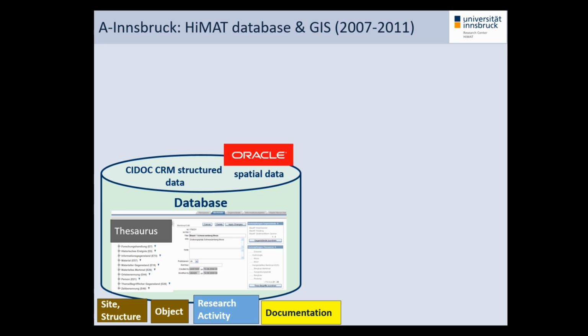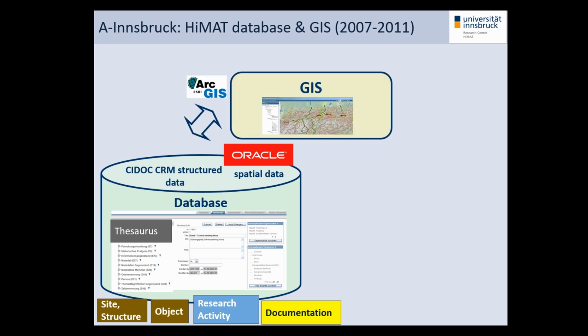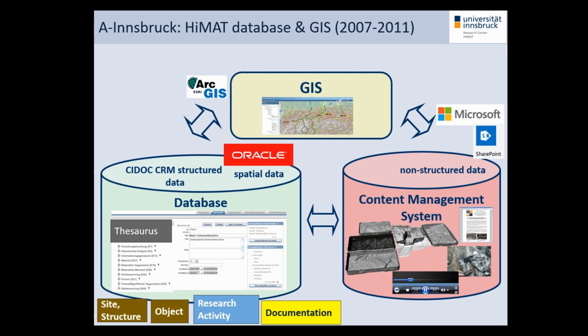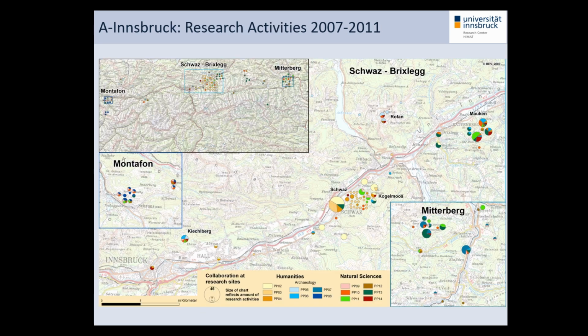and you can analyze them with different research questions. If you look at the database in Innsbruck, we started a database in 2007 because we had a big project at the University of Innsbruck integrating various disciplines, also from the humanities, history. We had an Oracle database, a GIS, ArcGIS in this case, and a content management system, SharePoint, to handle our data. With this database, which ran until 2011, for example, we displayed the research activities in the areas that were researched, and you see the humanities and the natural sciences, how they collaborated at the different research sites.